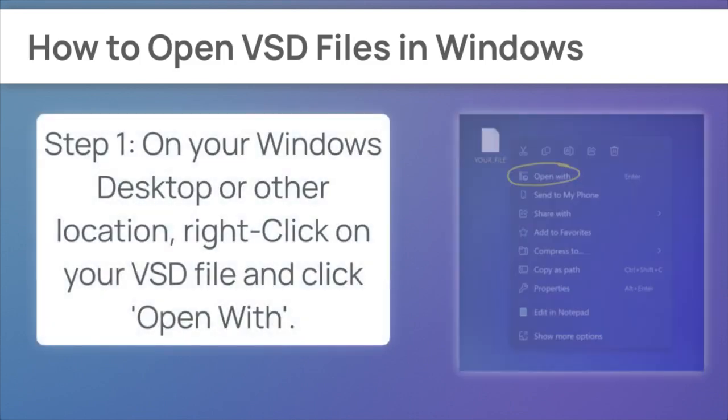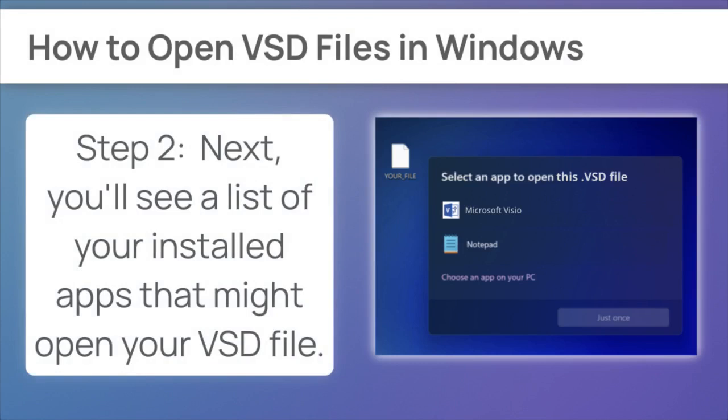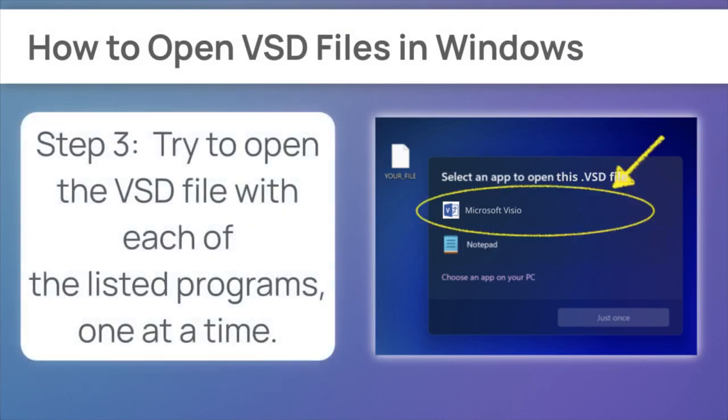We're testing the system's ability to interpret the file's header. Right-click the VSD file and click Open with, then choose Microsoft Visio first. If it's unavailable, choose another program. The right tool is key to success.